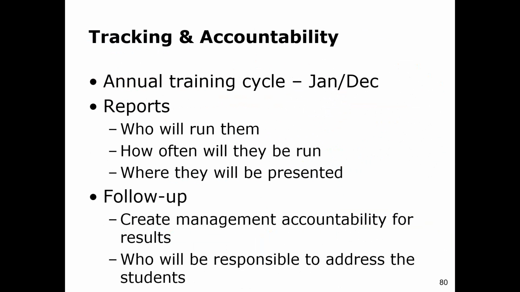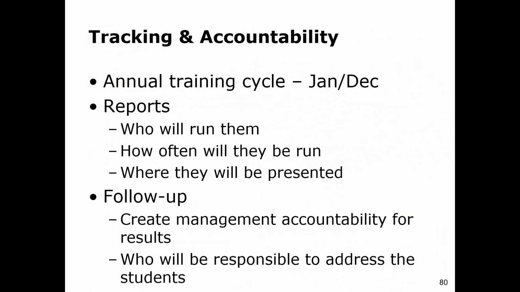Once you have those benchmarks, then when you're evaluating your training, you have something to compare against. I mean, are these issues being addressed? Are we improving? You can also say, am I closer to my goal? Am I moving in the right direction? So you need to do that benchmark before, for you to be able to have proper tracking and accountability.